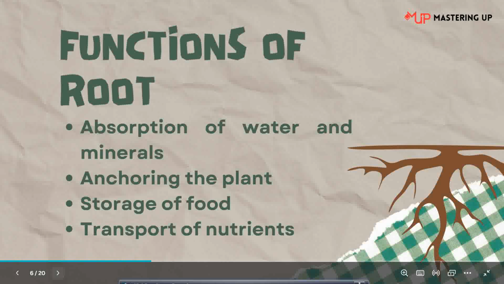Basically, absorption of water and minerals occurs in a root. They absorb water and minerals from the soil and transport them to the higher parts of the plant.